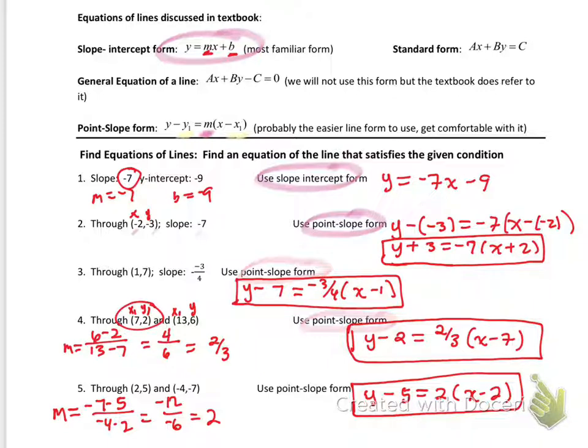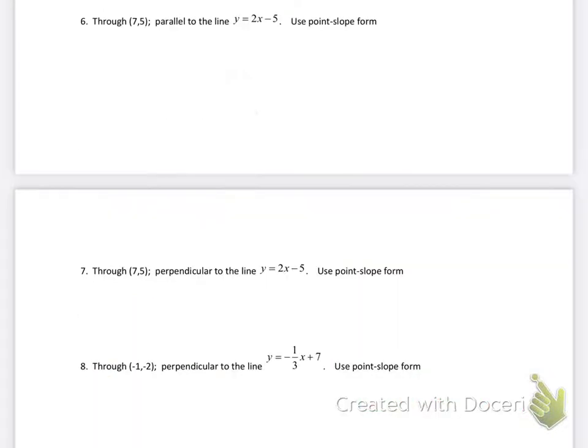After I found the slope here to be 2, I decided to use the first set of points again, the 2 and the 5. Because the other ones were negative, I just figured that would be a little bit easier. I don't have to worry about changing signs. Either one would have been correct. Now we're going to move on to parallel and perpendicular. So parallel means same slope.